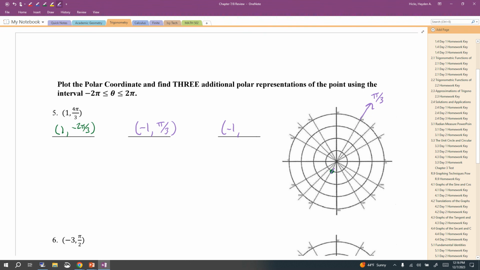How do I find that, Savi? Opposite direction? No. We subtract 2 pi. Good. We subtract 2 pi, which is subtracting 6 pi over 3. Well, what's 1/3 minus 6 thirds? Negative 5 thirds. So this is negative 5 pi over 3.